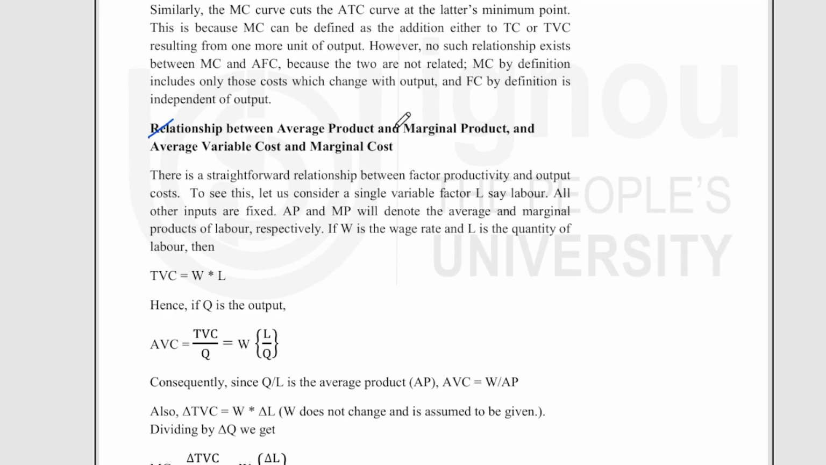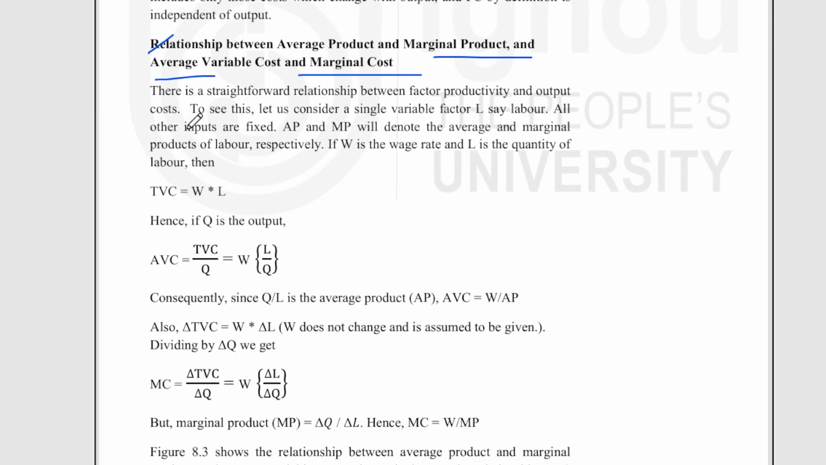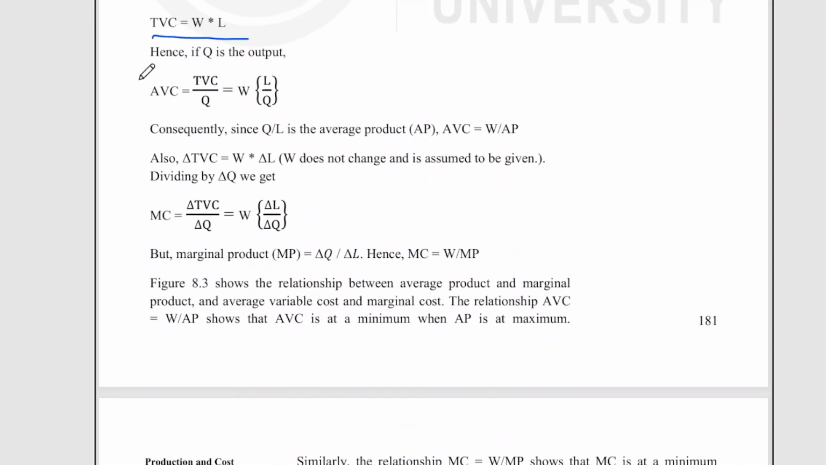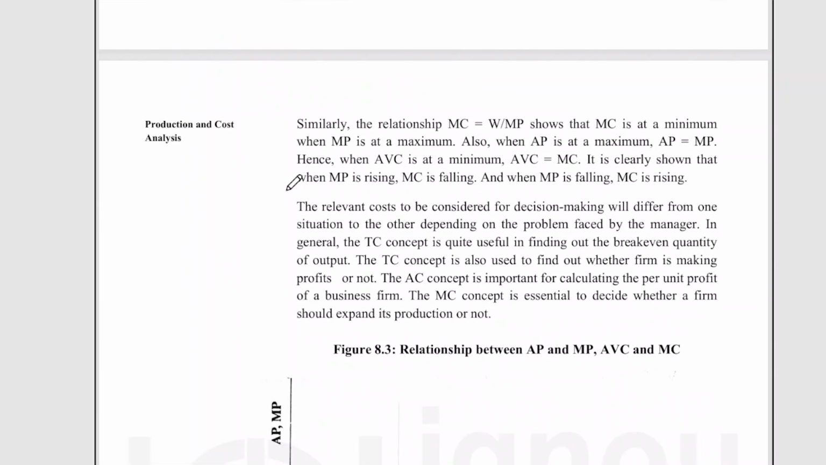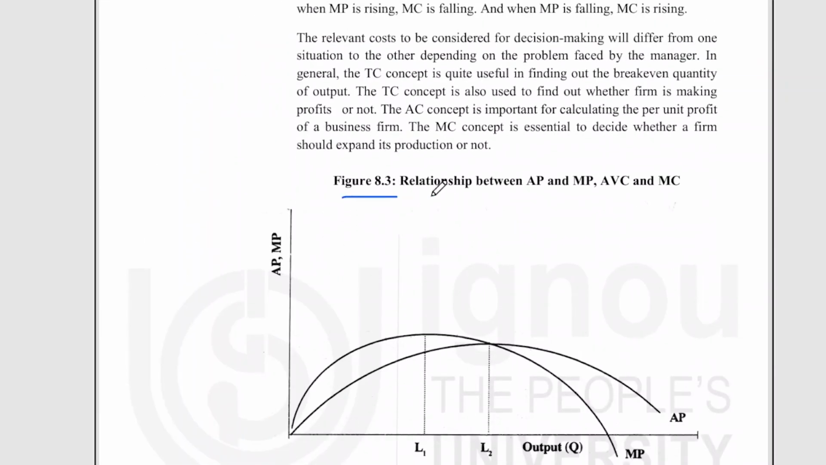And next is the relationship between average product and marginal product, and average variable cost and marginal cost. There is a straightforward relationship between factor productivity and output cost. To see this, let us consider a single variable factor, L, say labor, and all other inputs are fixed, and AP and MP will denote the average and marginal product of labor respectively. If W is the wage rate and L is the quantity of labor, then TVC is equal to W into L.